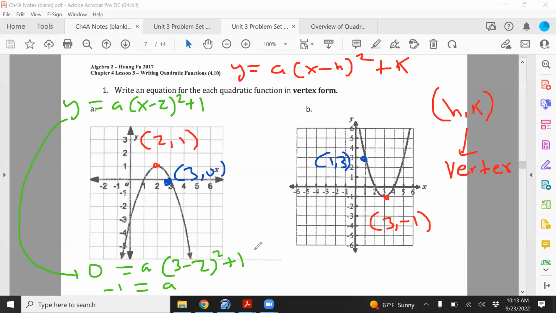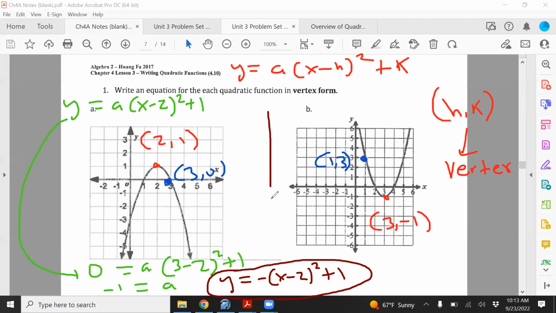So the answer is going to be y equals negative (x minus 2) squared plus 1. Go ahead, question. You've gotten 3, 0. Oh, you thought 3, 0. Yes, 3, 0. Now, I know some of you guys are thinking, well, Mr.